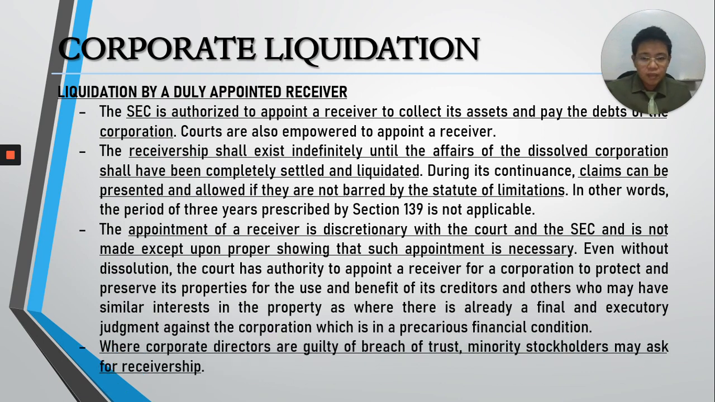What else? Corporate directors are guilty of breach of trust. Minority stockholders may also ask for receivership. So, in case of appointment of a receiver, yung authority ng corporation over the property and effects of the corporation is suspended yan. Tapos, ito ay ibibigay sa isang receiver. So, yun ang kailangan nating tandaan. Suspended ang authority ng mga officers, directors, and ibibigay ito sa receiver. So, ang receiver na ang bahala sa pagsisettle ng affairs ng corporation.